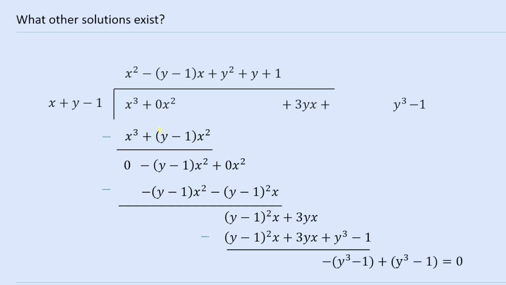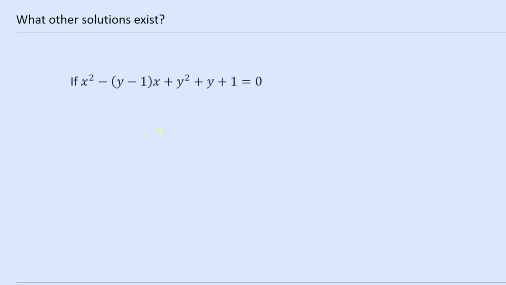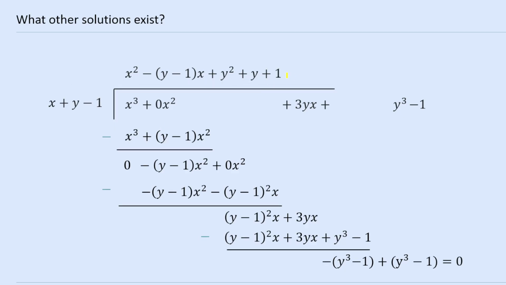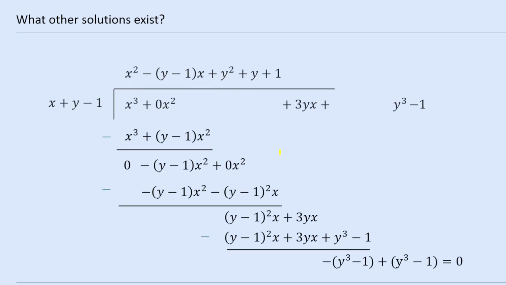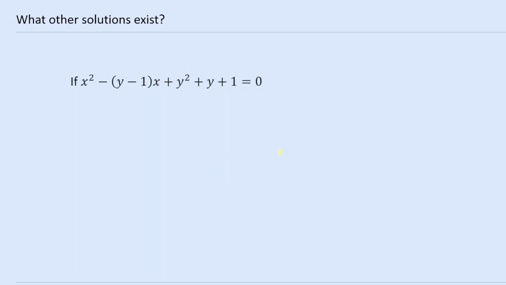Then we subtract and we get minus y cubed minus 1, and then we add on y cubed minus 1 and we get 0. So that shows that it's a factor. So now what we're left with is the quotient, which is x squared, what was on the top of the division there, x squared minus y minus 1 x plus y squared plus y plus 1.